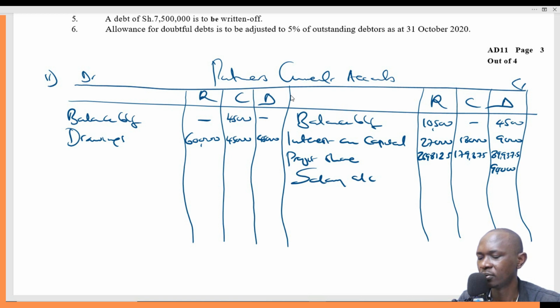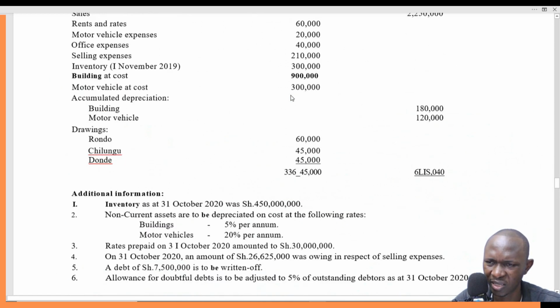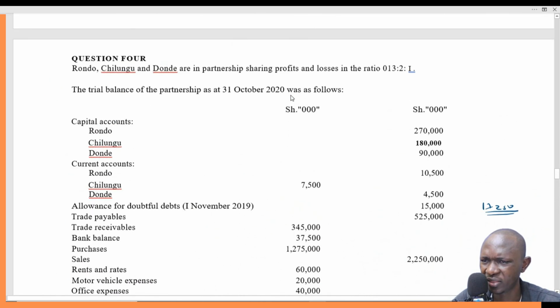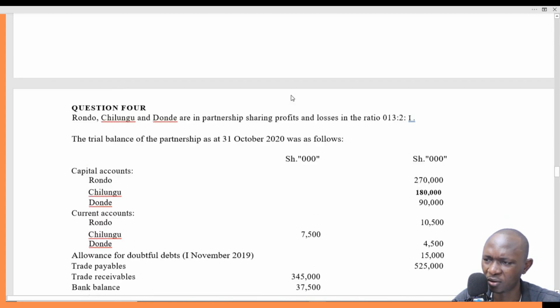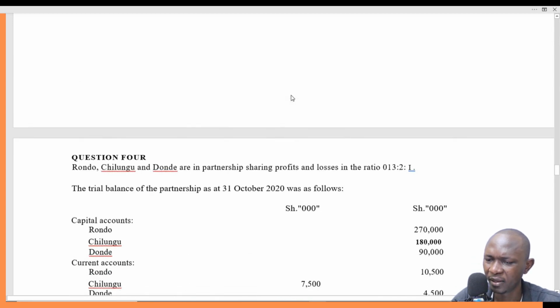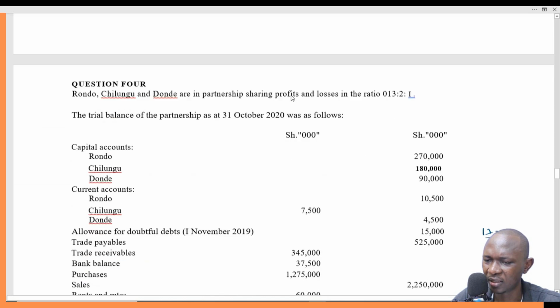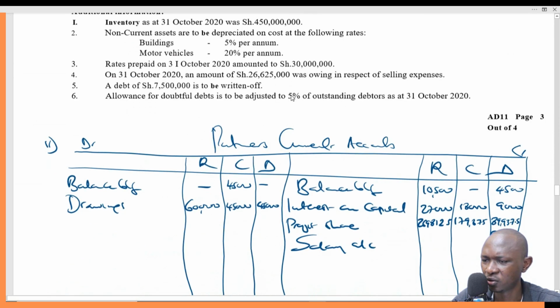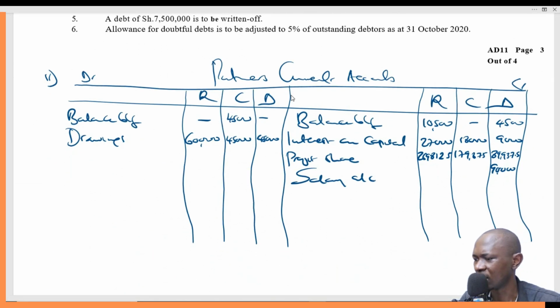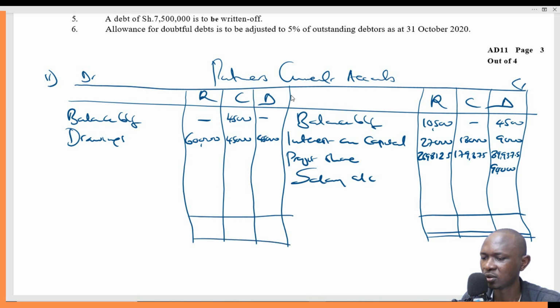So what do we have? Do we have any other thing? Nothing else. Current. We are not capturing. We are not dealing with the capital account. So let's close the account. Looks like you are done. So we close the account.